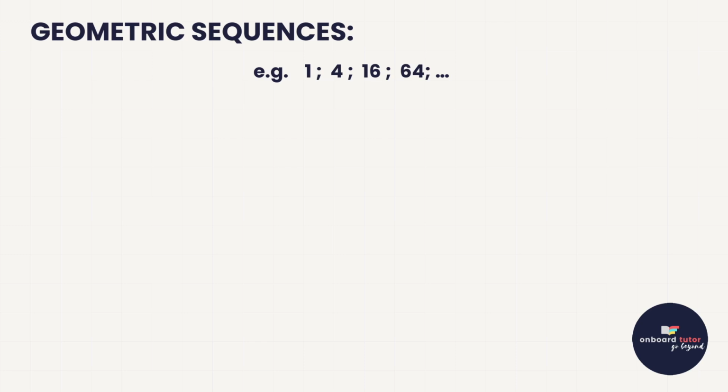Now let's have a look at another type of sequence, a geometric sequence. So if you look at the example here, how did we get from 1 to 4? We added 3. From 4 to 16, we added 12.